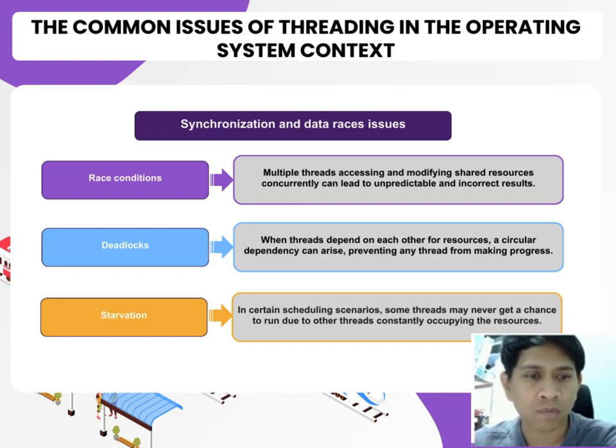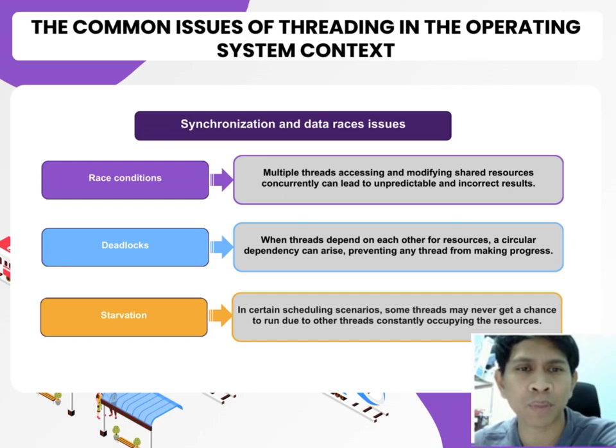Second, deadlocks arise when two or more threads circularly wait for resources held by each other, causing indefinite program stalling. When threads depend on each other for resources, a circular dependency can arise, preventing any thread from making progress. This is called a deadlock and can render the program unresponsive. For example, thread A holds a lock on resource X and waits for Y, while thread B holds Y and waits for X.